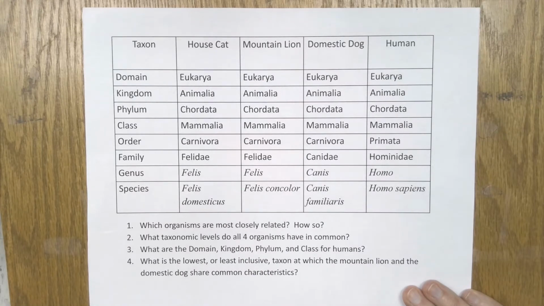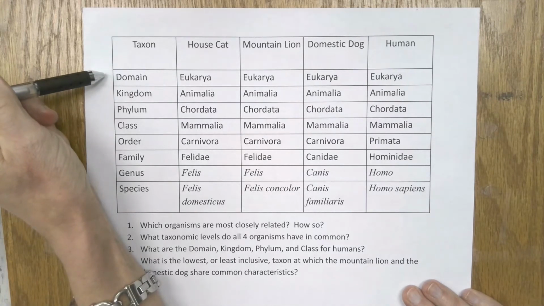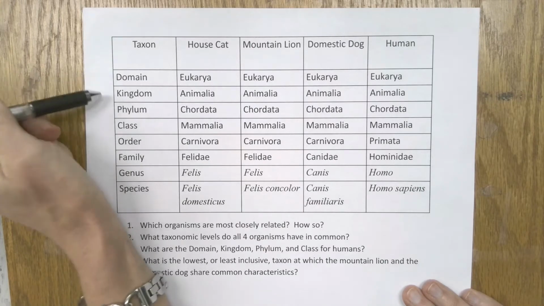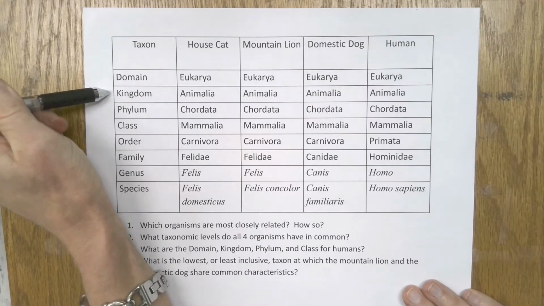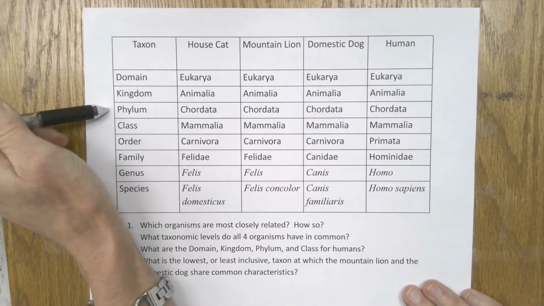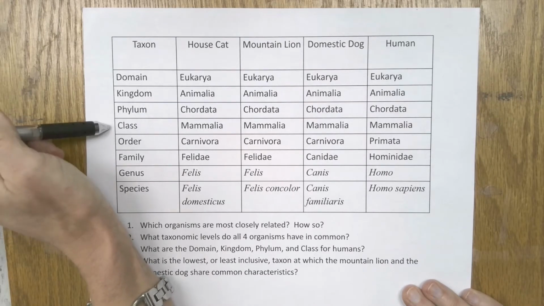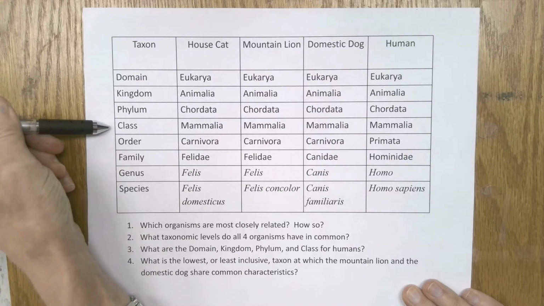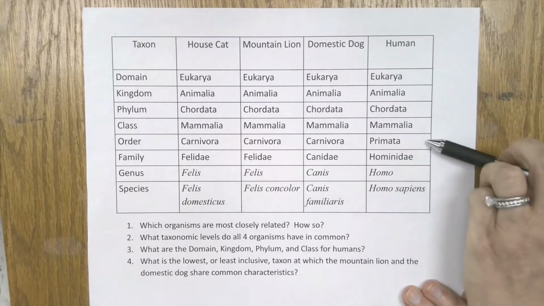The 4 organisms have several classification levels, or taxa, in common. They are all in domain Eukarya because they're made of eukaryotic cells. They're all in kingdom Animalia. Check your kingdom chart for all the characteristics of animals. They're all in phylum Chordata, and that is going to include vertebrate animals. They're all in class Mammalia, specifically vertebrates that have hair or fur and feed their young milk from mammary glands.